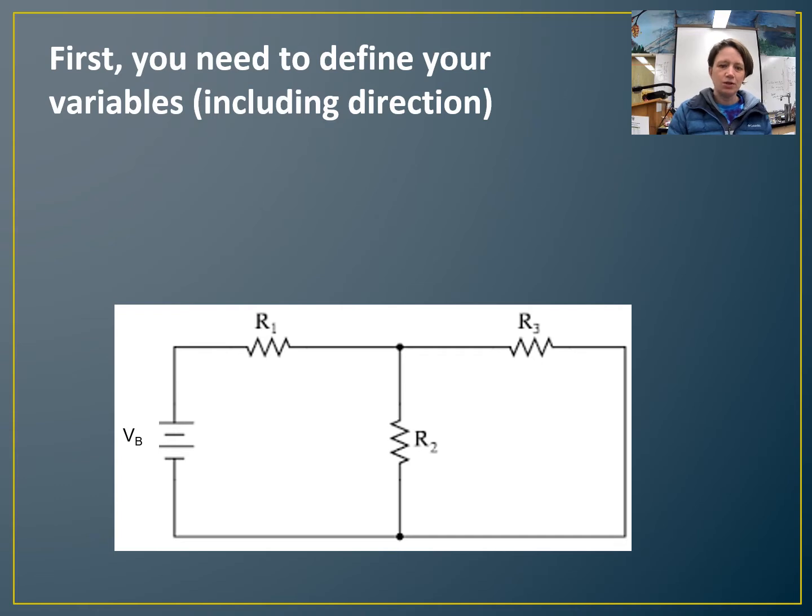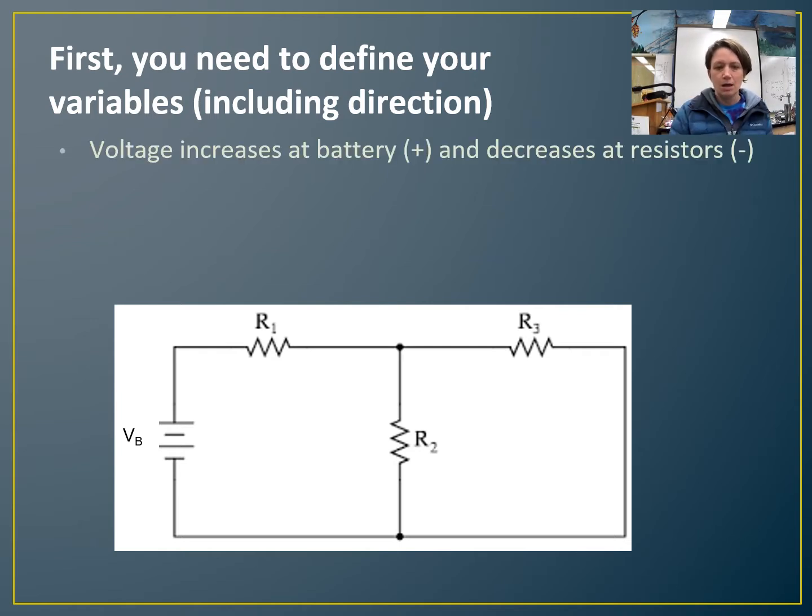So the first thing you need to do when you're given a circuit diagram is define what variables you're going to use in these equations that we're going to make, including the direction of those variables. So you need to make a prediction about what's going to happen in this circuit. And if you've looked at enough circuits, you can probably make a pretty good prediction, but it's not the end of the world if your prediction ends up being wrong.